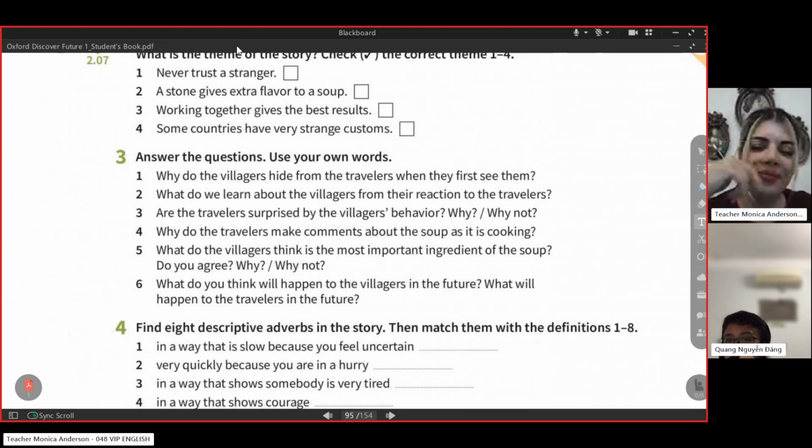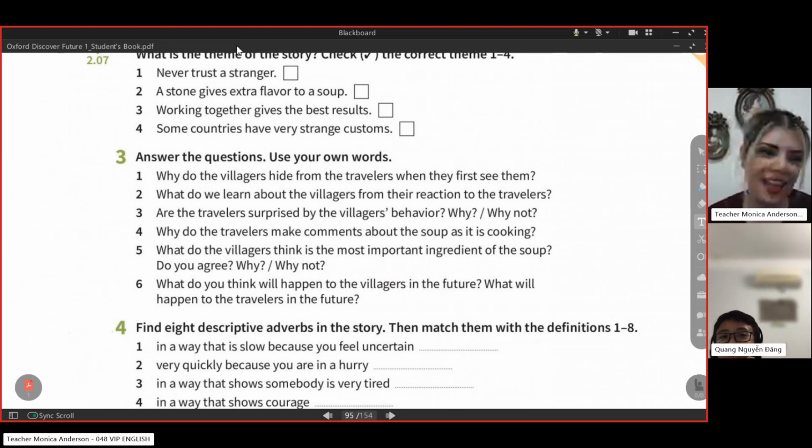Number five, what do the villagers think is the most important ingredient of the soup? Meat. I think meat. I don't know, just the meat. Yeah, I agree, because if I just have a soup with only vegetables, of course I'm not going to eat it.